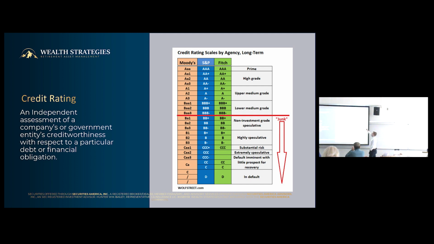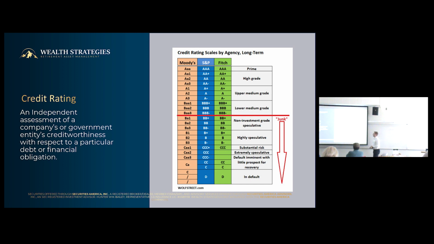Then we get down to triple B, which is where what's called investment grade stops. Anything above this red line is considered investment grade, which is basically considered good enough for investment. It's not high risk, it's a decent return, and it's not a speculative investment. As you drop below investment grade, that's when you get into what's called junk bonds, or, a more favorable name when you're advertising, high yield.